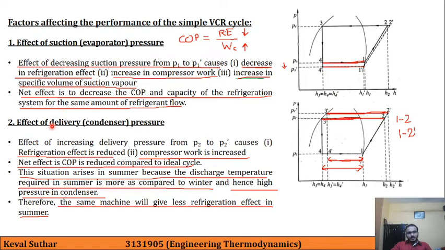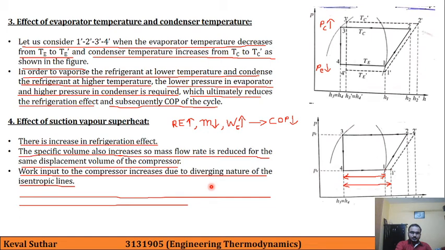The next is the effect of delivery pressure, and here we have increased the delivery pressure, as it can be seen that here the refrigeration effect has been reduced, and the compressor work has increased. So the net effect is a reduction in refrigeration effect and the COP.